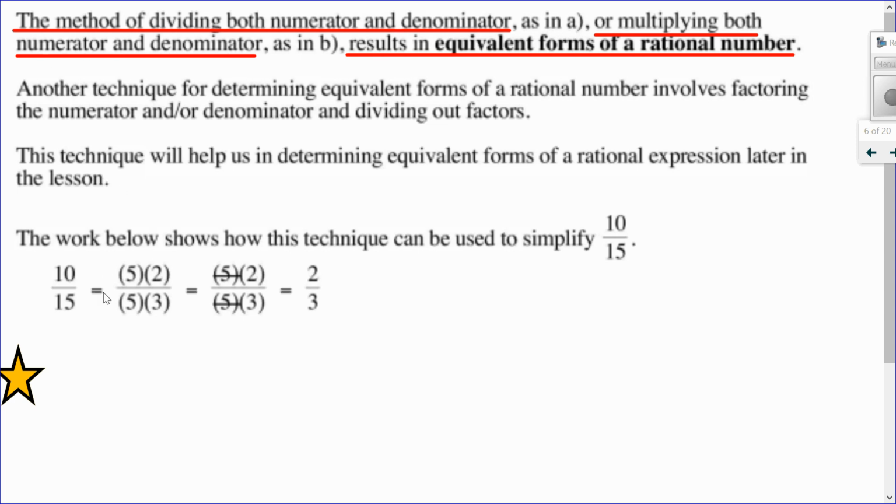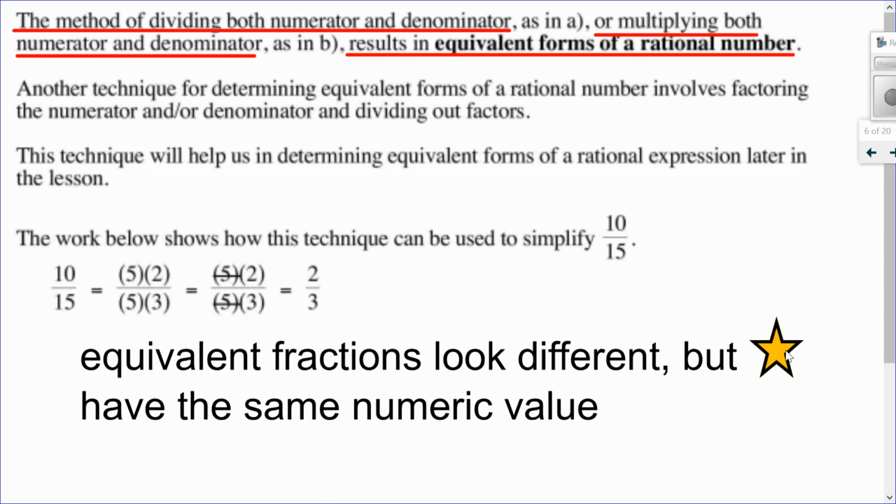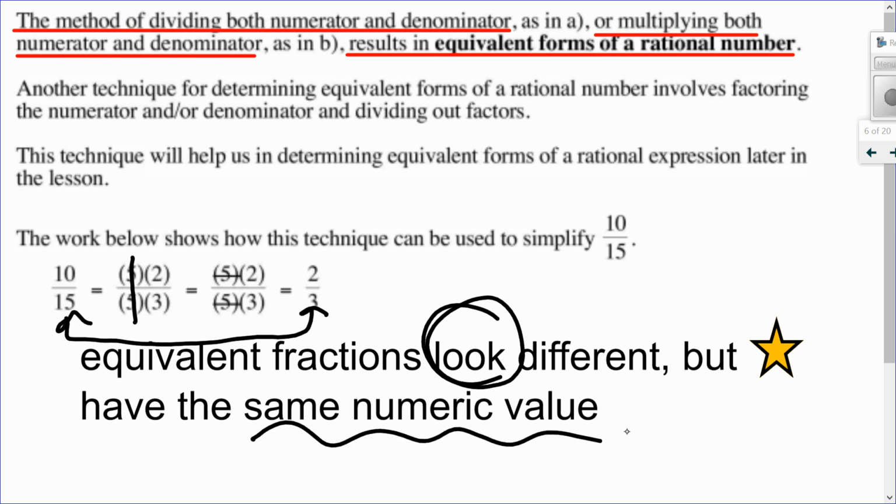Okay, another way of simplifying a fraction, instead of finding the greatest common factor right off the get-go, is to break it down into its factorization and cancel common factors. Okay, so here I broke it down into 5 times 2 over 5 times 3. The 5's cancel, I'm just left with 2 over 3. So these are equivalent fractions, which again are fractions that look different but have the same numeric value.